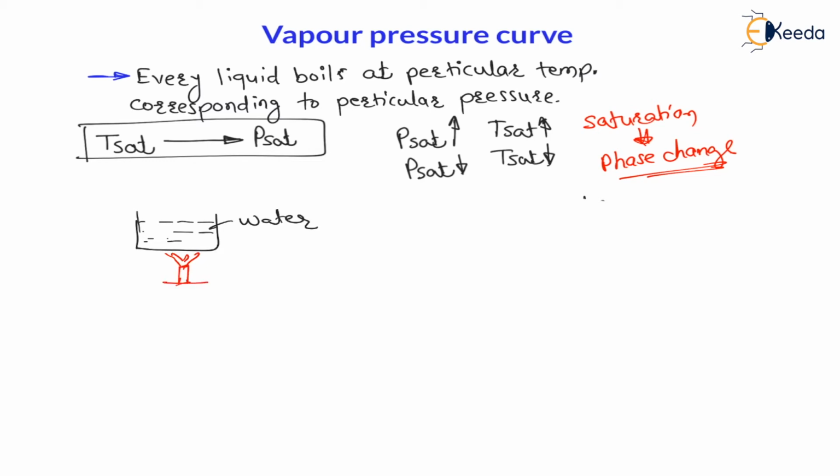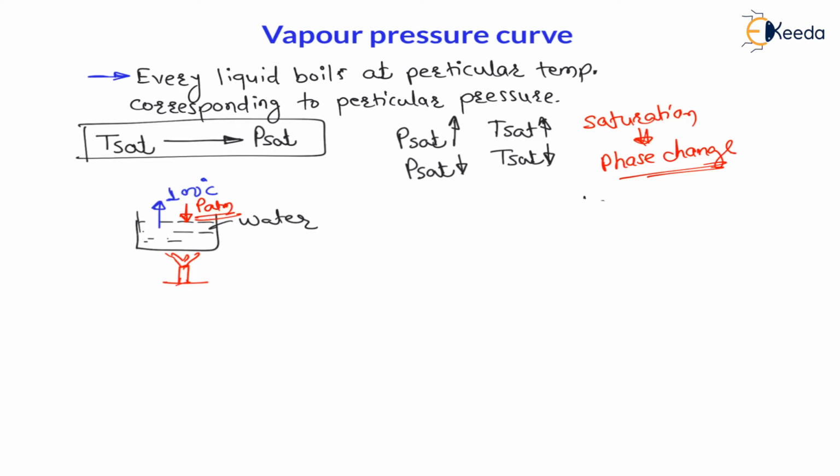Heat is supplied to this water, right? Now this water will start boiling, that is, phase change will start at 100 degrees Celsius, because this vessel is open to atmosphere. That means on this vessel the pressure is atmospheric pressure, right? Therefore in this case, saturation temperature is 100 degrees Celsius and saturation pressure is 1 atmospheric pressure.